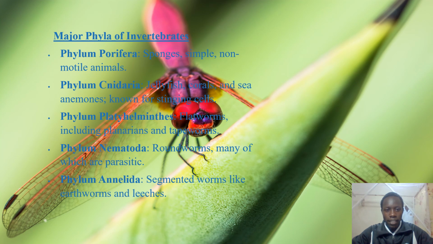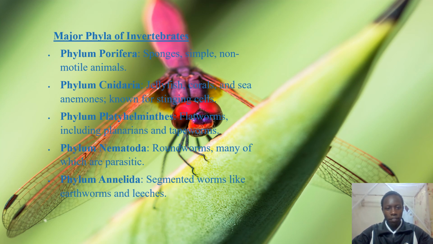Another phylum is phylum Platyhelminthes. These are the flatworms, including planarians and tapeworms. This grouping of organisms is grouped into phyla. They consist of similar characteristics. We will come and discuss them in detail as a presentation of its own, each phylum. We also have phylum Nematoda, including roundworms, many of which are parasitic. You will realize that many organisms from the phylum Nematoda are parasitic.